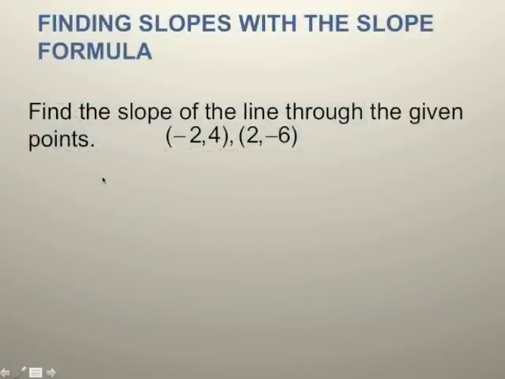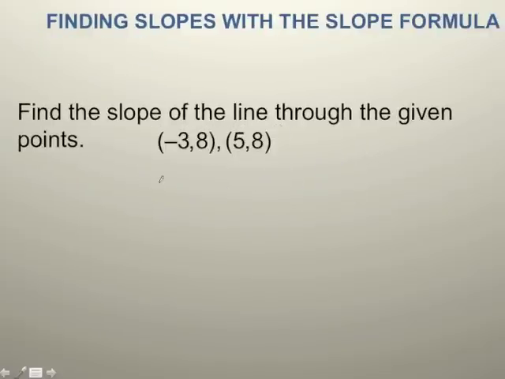Finding the slope of this line, the change in y, so this is our first one, so it's delta y over delta x, change in y over change in x, so negative 6 minus 4 over 2 minus negative 2. Notice this is the second term first. Negative 10 over 4, or negative 5/2, and we can have a negative slope. That's fine.